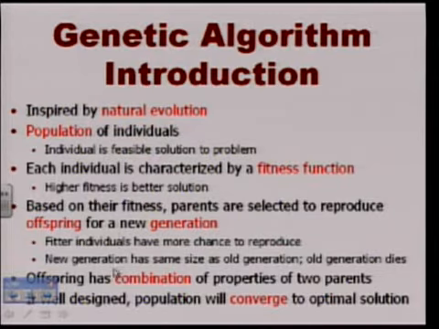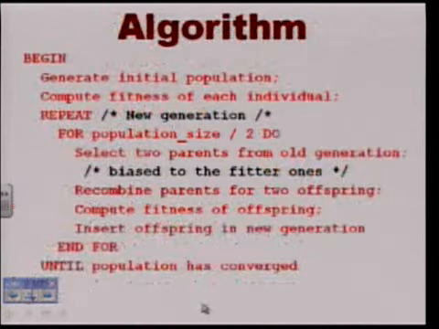for a new generation. And of course, better or fitter individuals have more chance to reproduce, and the new generation has the same size as the old generation, and some individuals have to go away, meaning that you cannot keep reproducing without selecting those elites. And those offspring, in general, will inherit some good properties of their parents, so that as the population evolves, hopefully the solution will get better and better, and then eventually converge to the optimal solution.